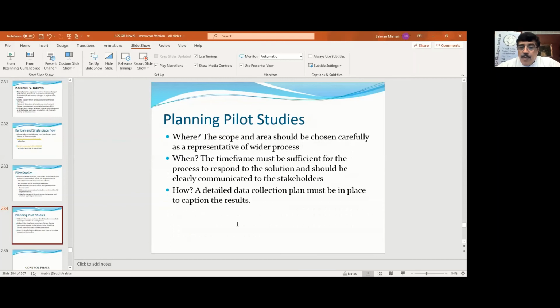And the how part of it is you need a detailed data collection plan. Before you implement it, you put in a data collection plan: how am I going to measure the effectiveness? I need to take data. I want to see that my pilot plan has actually worked very well. So this is the end of the improve phase.